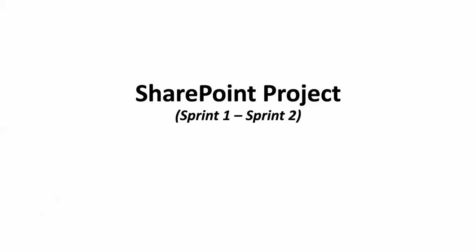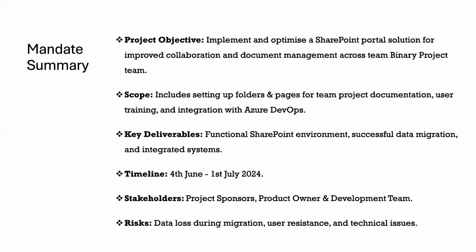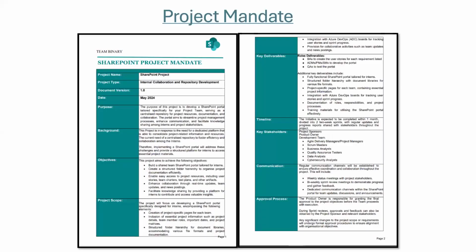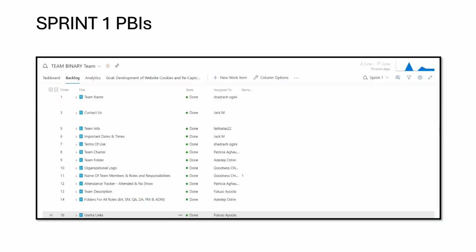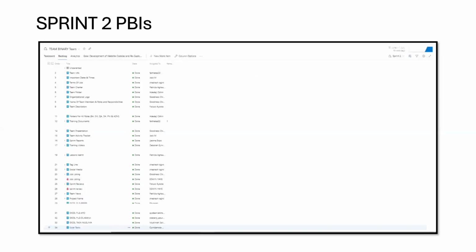So now just looking at the SharePoint project, which we worked on between Sprint 1 and Sprint 2 and delivered on as well. Here is a summary of the mandate, which shows the timeline was between the 4th of June up until the 1st of July. And our key deliverable, as I mentioned earlier, was to create a functional SharePoint environment. So this slide shows screenshots of the actual documents for our project mandate. And here is a slide showing Sprint 1 PBIs, and the next one will be showing Sprint 2 PBIs.